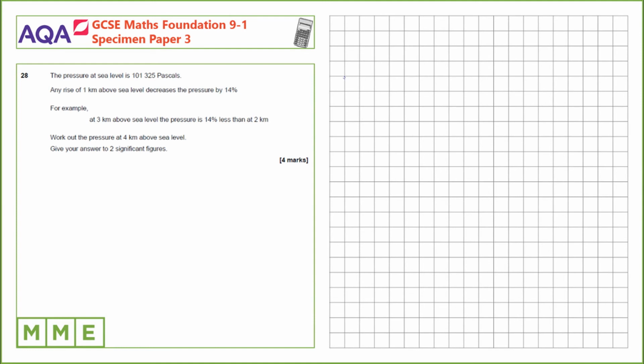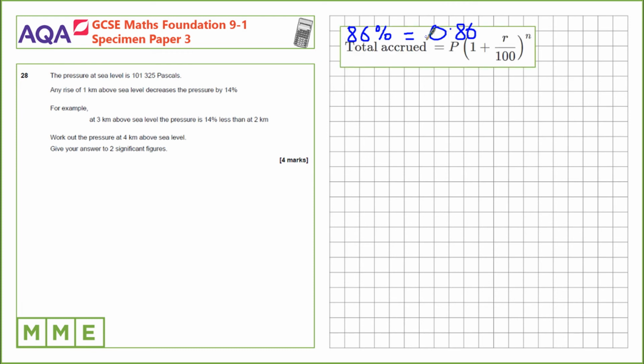Question 28. The pressure at sea level is 101,325 pascals. Any rise over 1 kilometer above sea level decreases the pressure by 14%. For example, at 3 kilometers above sea level, the pressure is 14% less than at 2 kilometers. Work out the pressure at 4 kilometers above sea level. So each 1 kilometer, the pressure decreases by 86%. That's 100. It decreases to 86%. So that's 0.86 of the previous total.